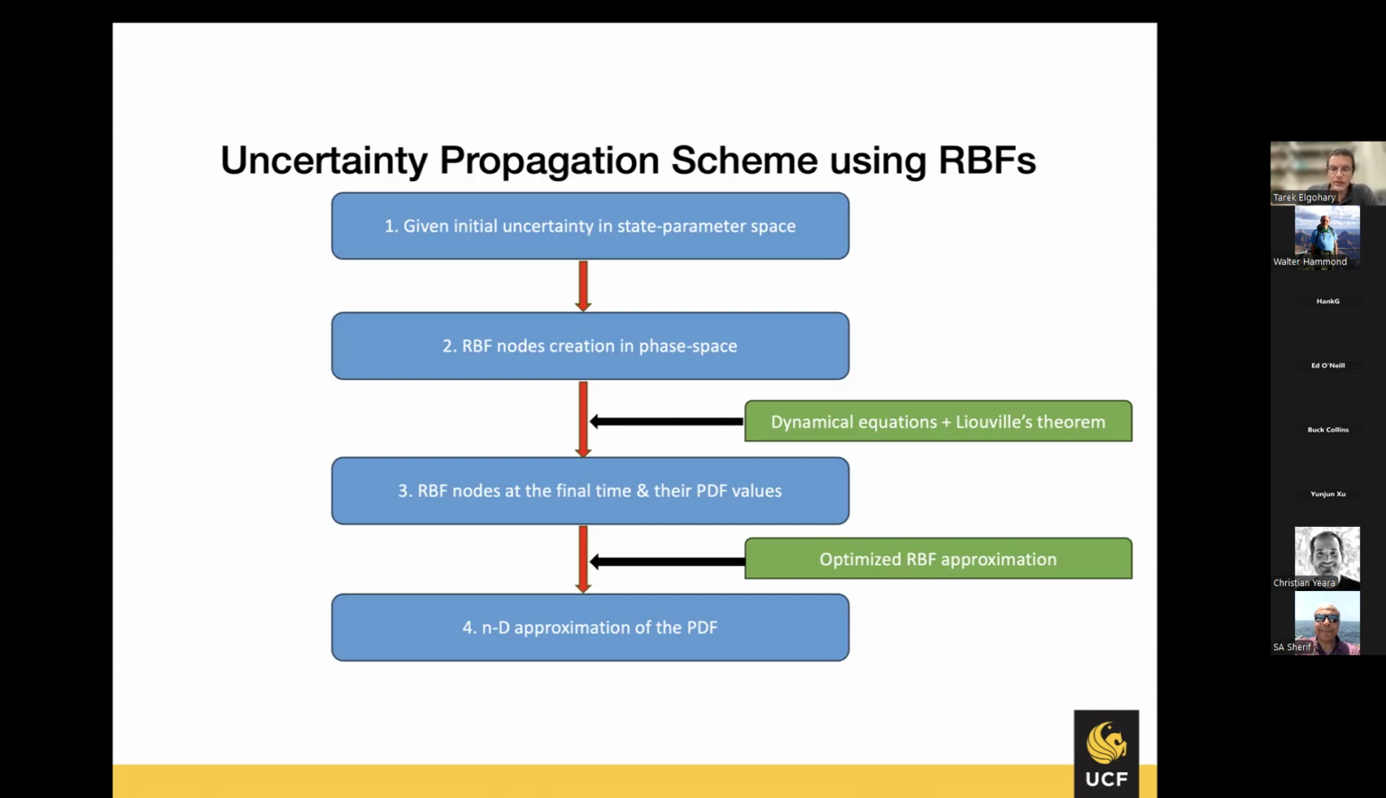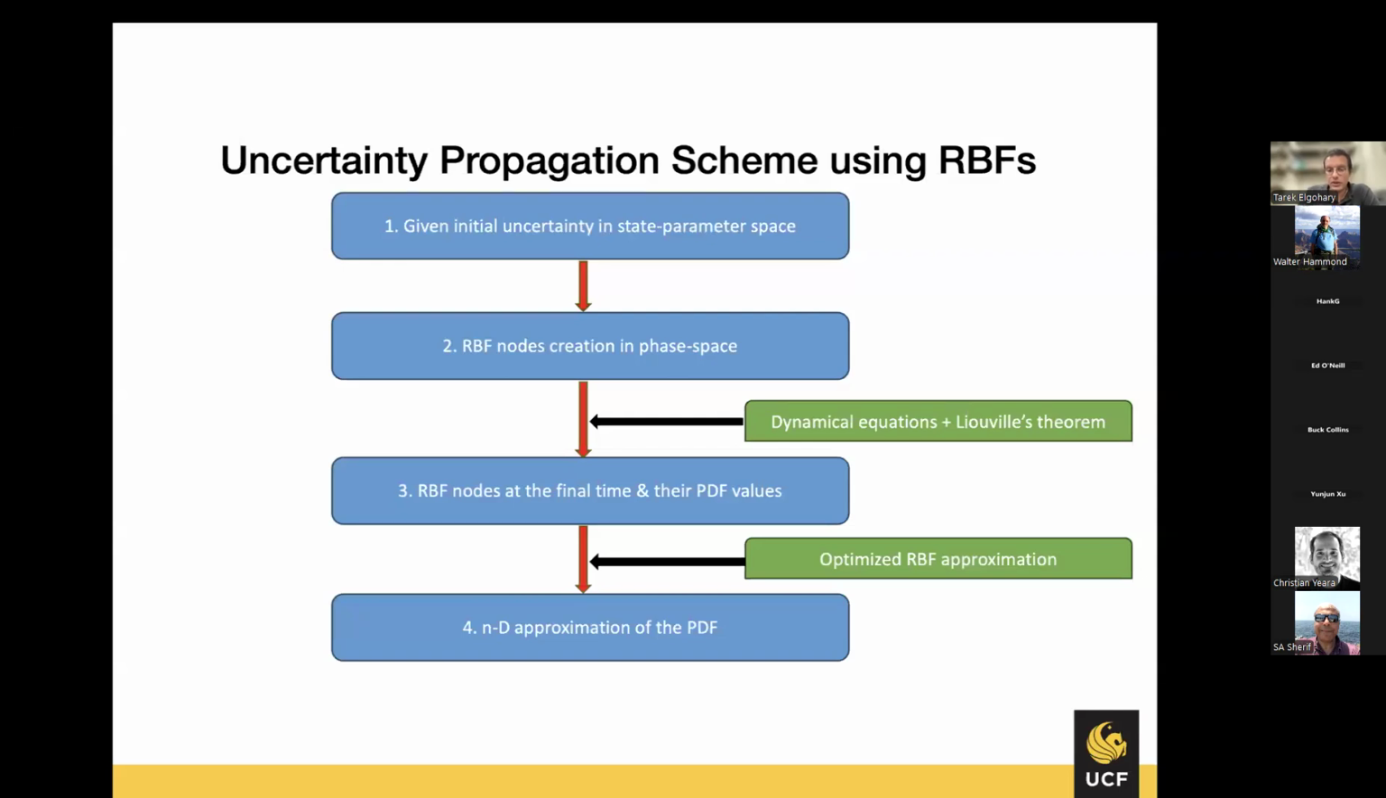So here we have the initial uncertainty. We populate the space with RBF nodes. Here we use the dynamics and Liouville's theorem, which states that the PDF values, the probability values, if you are on a conservative or Hamiltonian system, stay constant. And if it's not, if it has drag or thrust, we have scaling methods to deal with that. Then we propagate forward in time.